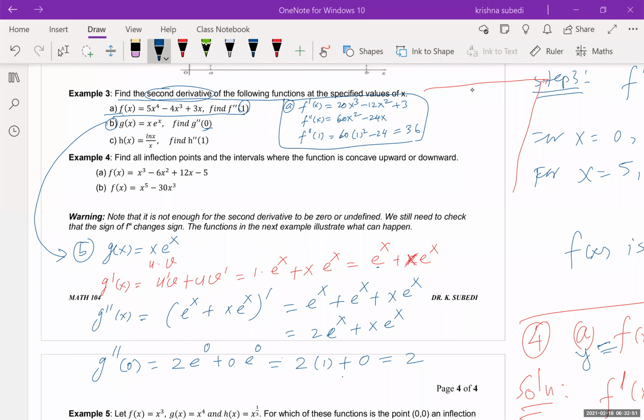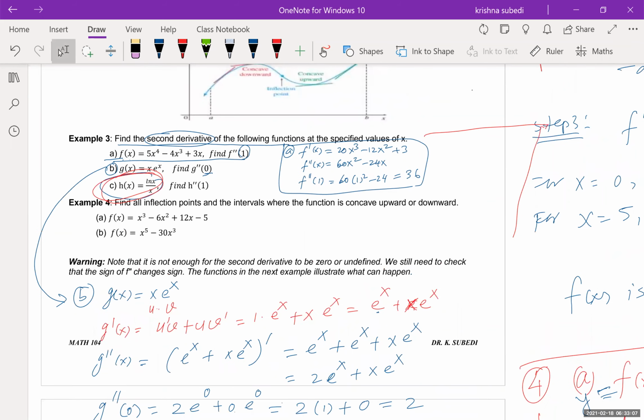So can I trust you that you will be able to do this part C right here by using the quotient rule? Okay, I trust that you will be able to do it. Now, second order and higher order derivative, I think you know what it means.